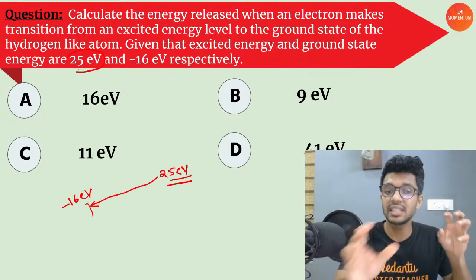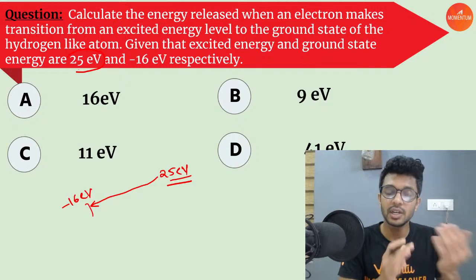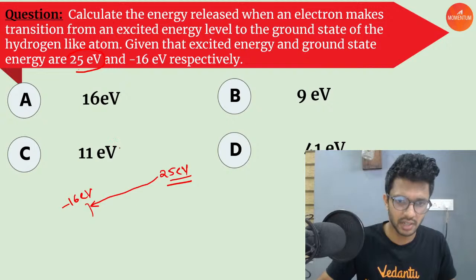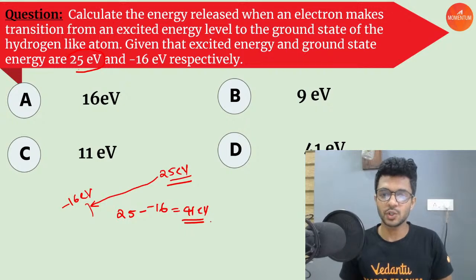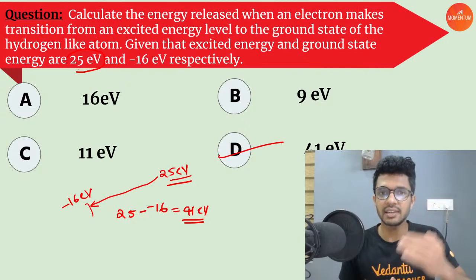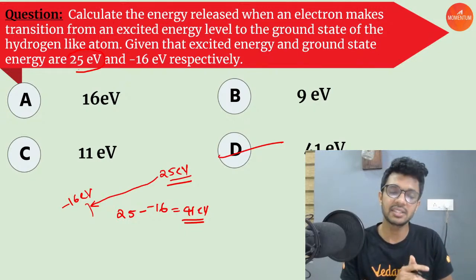Whatever is the difference in the energy of that electron will be equivalent to the amount of energy that is being released. Nothing to talk about it. So what is its difference? 25 minus minus 16 is equal to 41 electron volt. So the answer is option D. Understood? The simple way of doing this problem is that the energy released is equivalent to the energy difference between the initial and the final state. That's all.